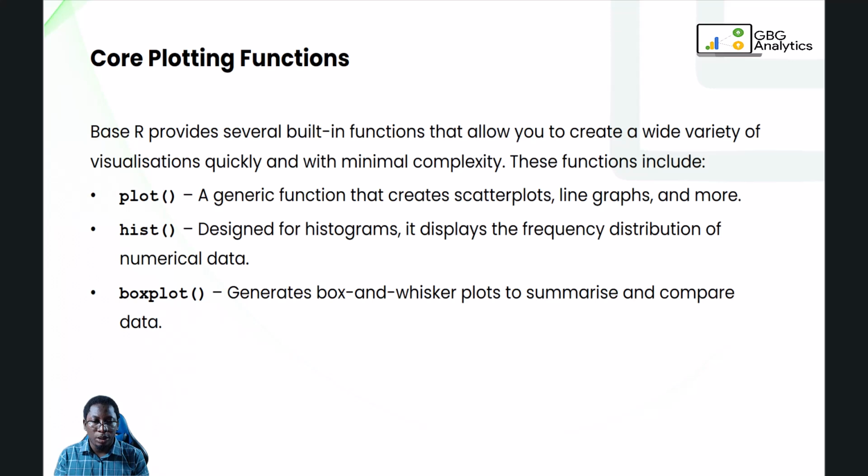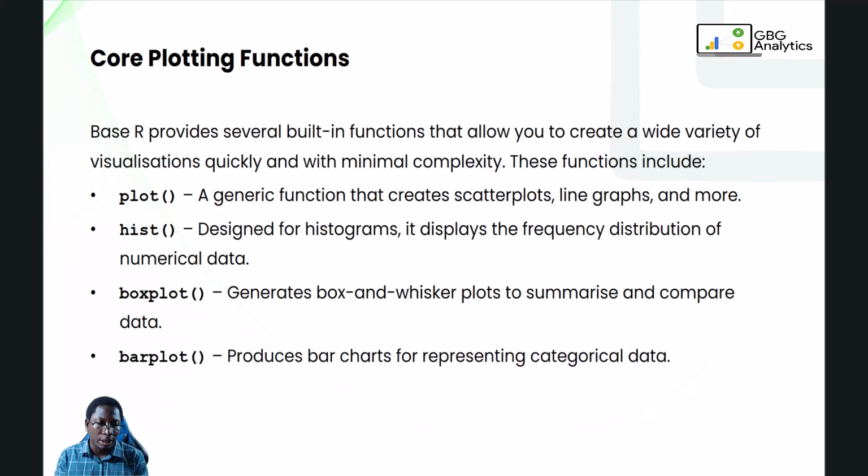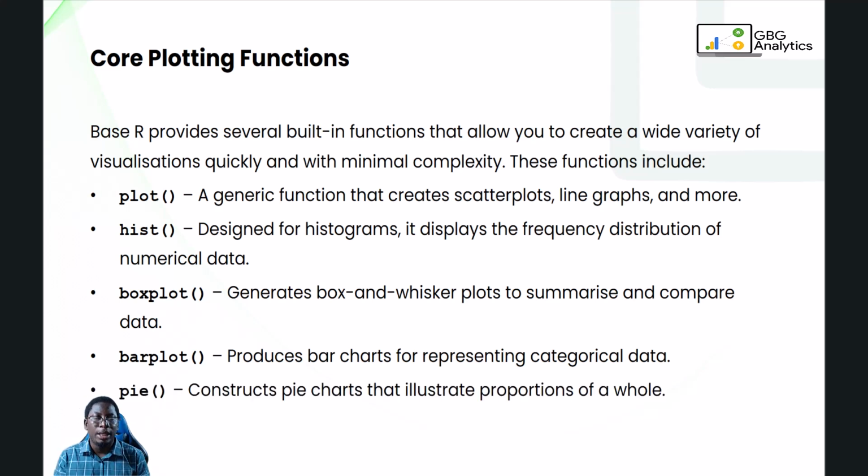We also have the boxplot function. The boxplot function generates box and whisker plots, summarizing the distribution of a variable. Then we also have the barplot function. This helps you to create a bar chart for categorical data. Then we also have the pie function. The pie function illustrates proportion using a pie chart.